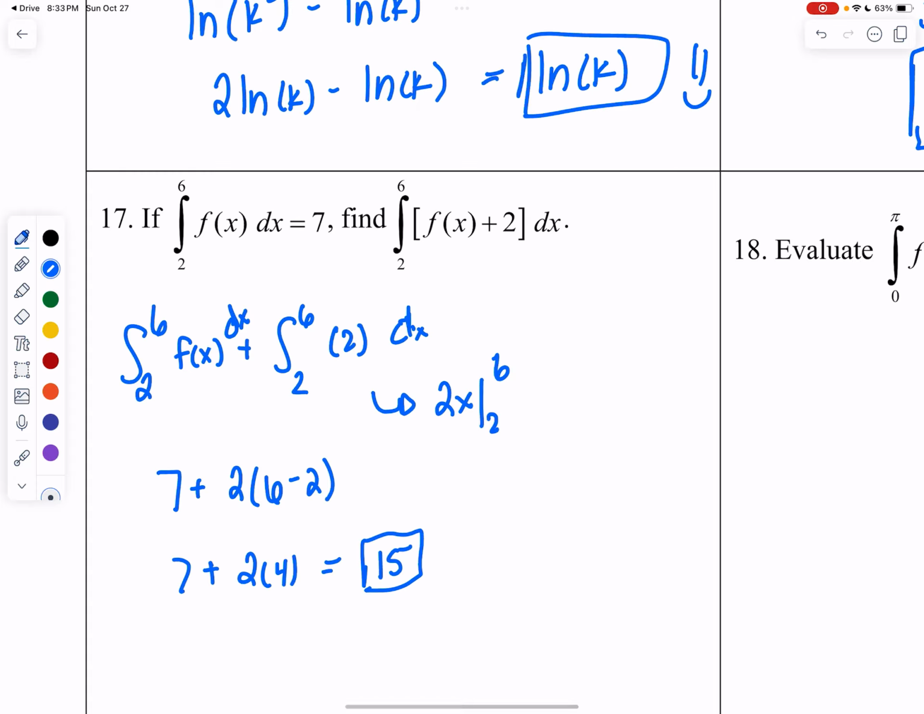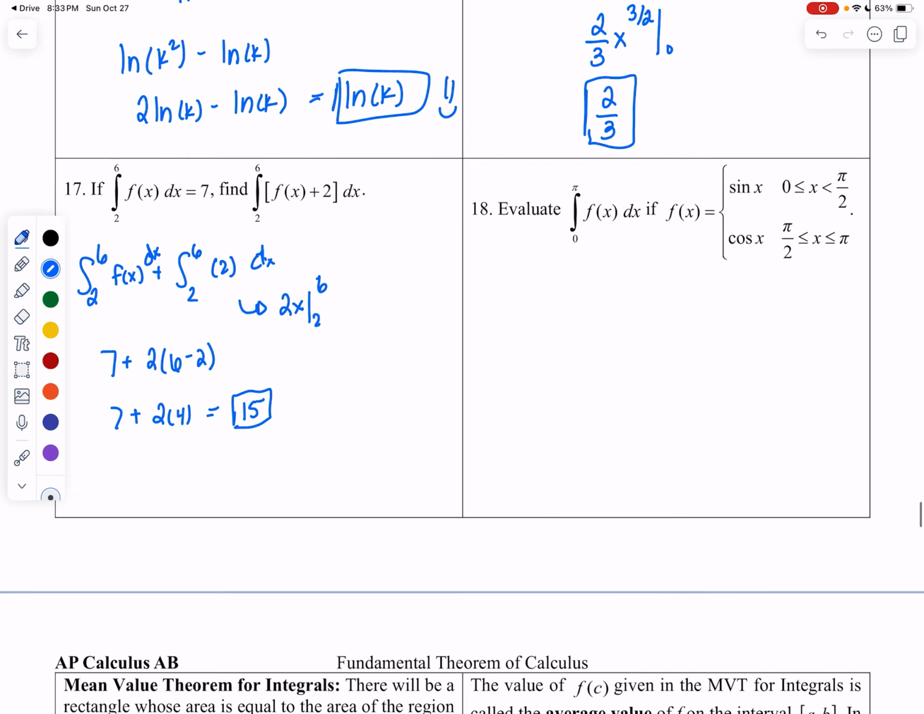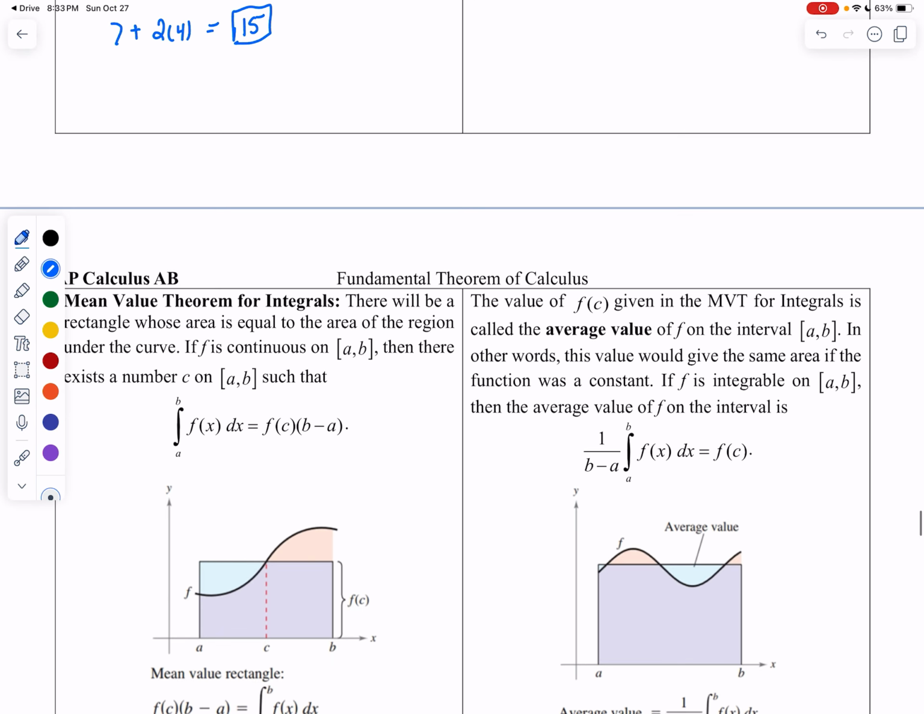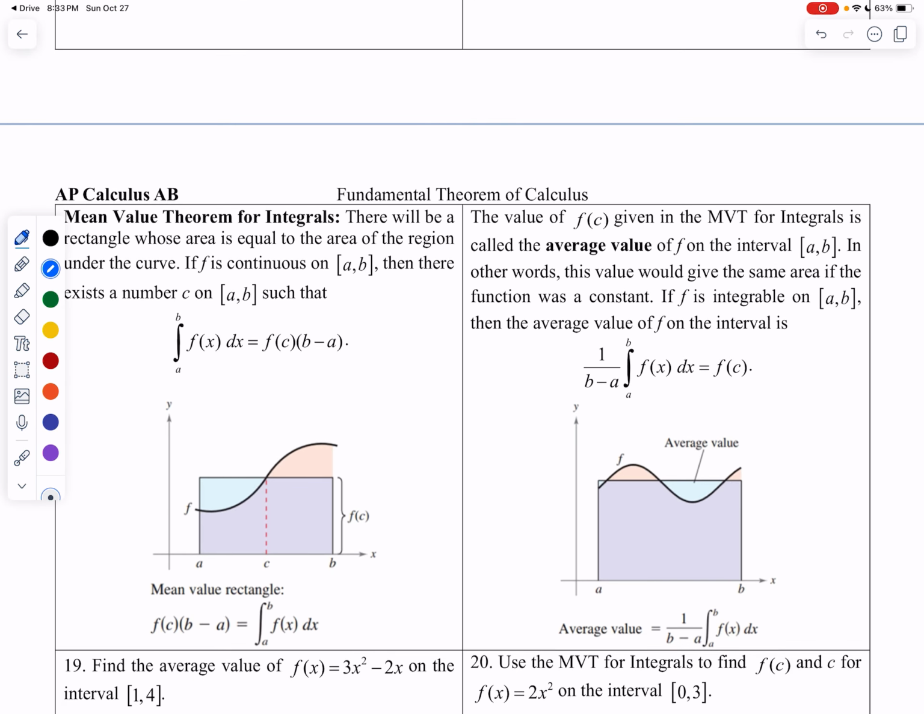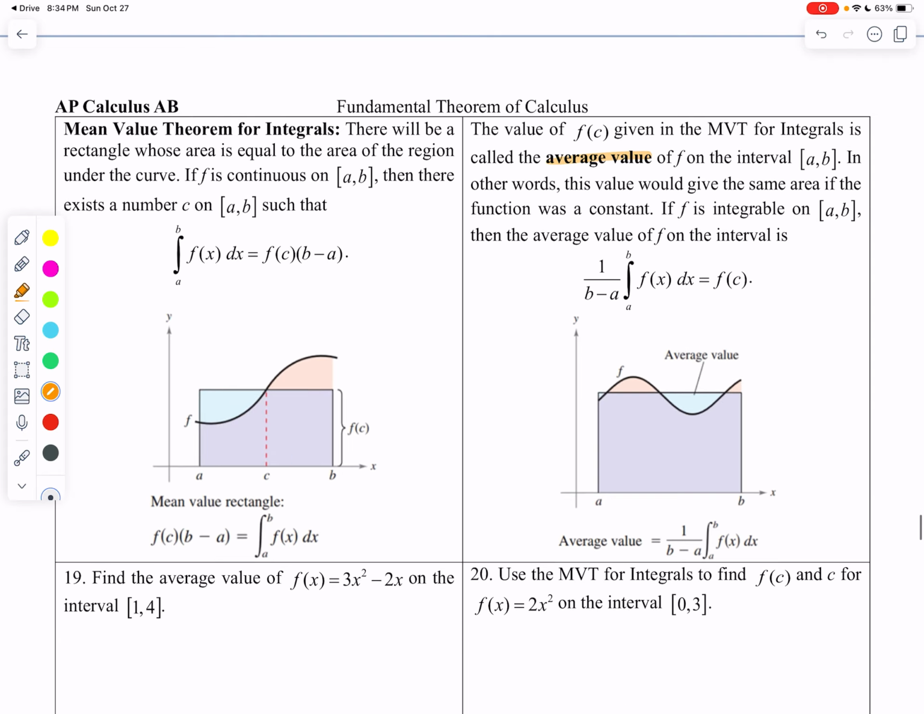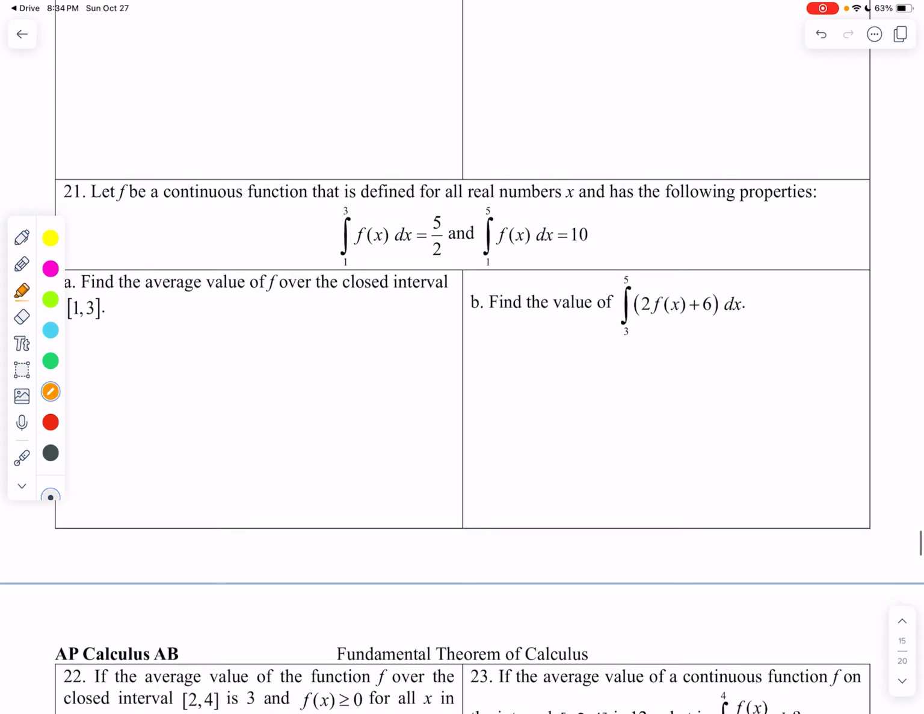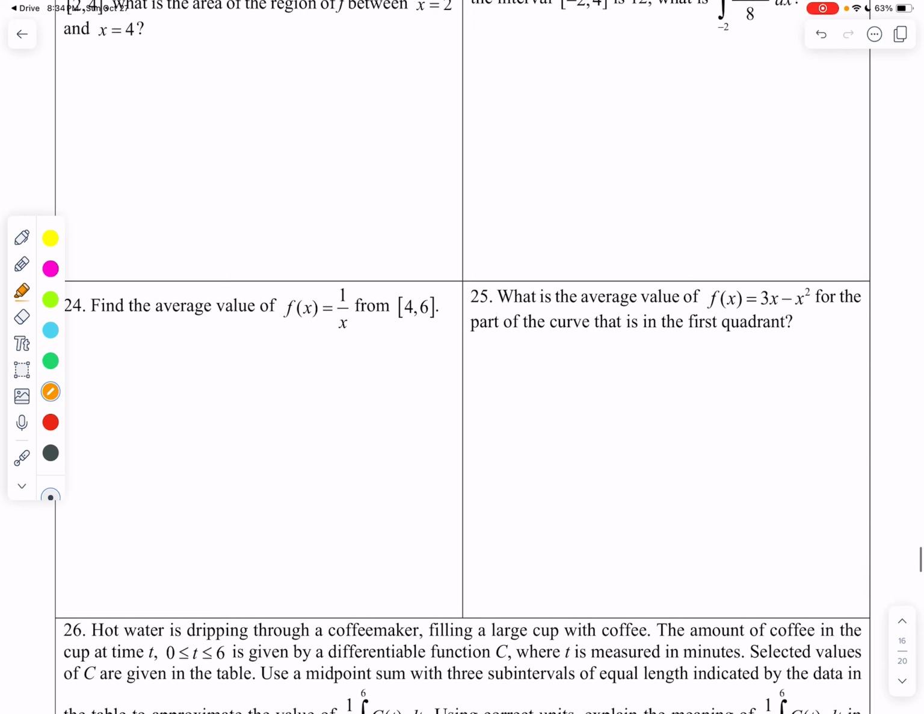All right. In class, we are going to be talking about the mean value theorem for integrals, and this has a fancy word for it, aka average value. So we'll do that in class, along with other practice problems related to FTC and whatnot.